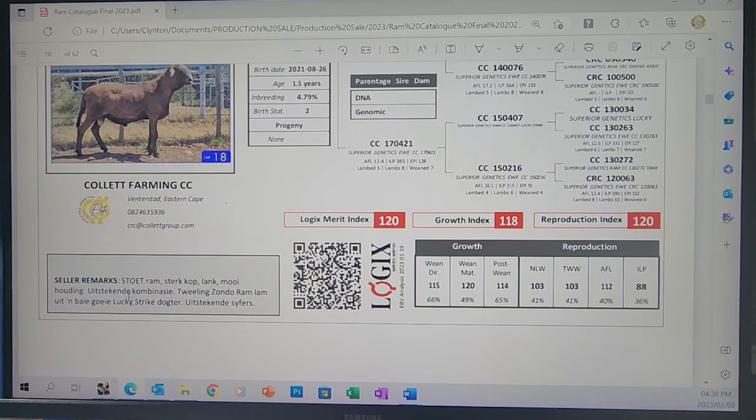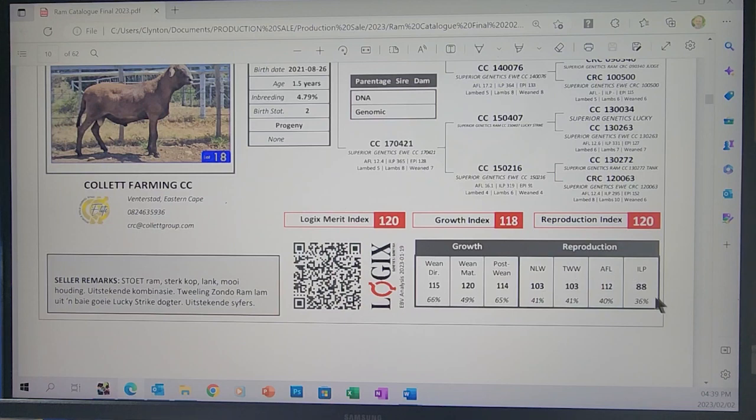Now, if I say stoet ram or stud ram, I'm looking at all the information available to me. You can have a look at it yourself. You can look at the pedigree. You can see what the mother's bred. You can have a look at the indexes. As I say, those are a bit low, but you can see these are getting a bit higher in accuracy, are getting better and better.